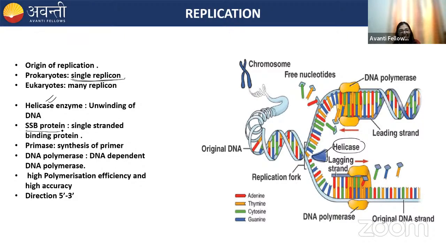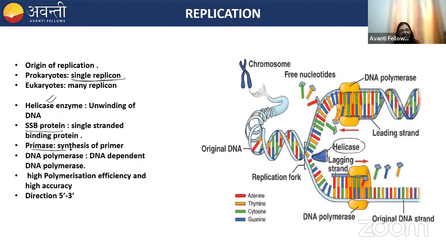The second protein is the SSBP protein. We know that once the strands get separated, they have the tendency to come back together because they're complementary in nature. To prevent that, the SSB protein, which is a single stranded binding protein, is present. It binds the strands which are separated by the helicase enzyme, and prevents the reannealing of the strands.